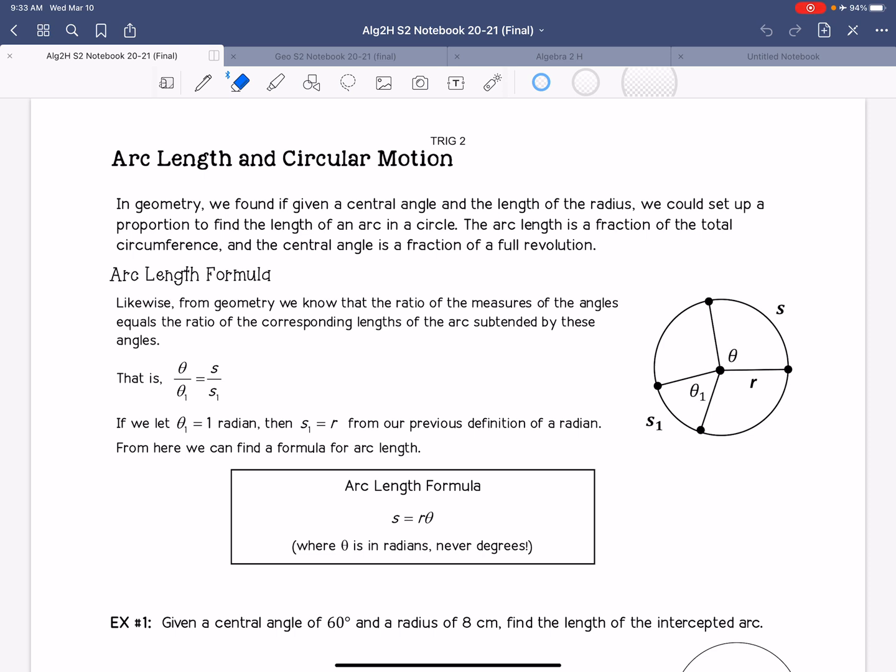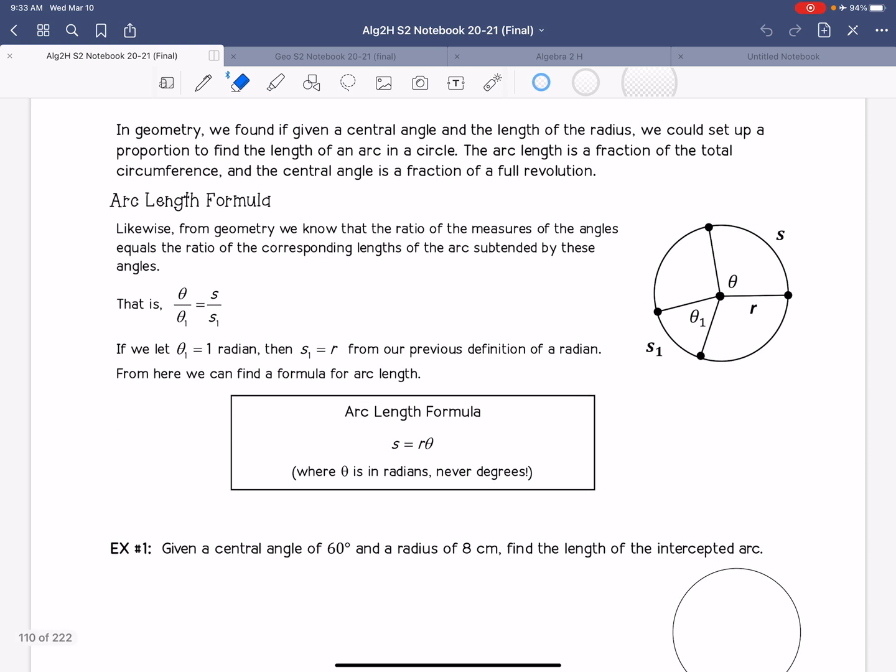So let's just scroll down here. Remember what an arc length is. For example, S right here is an arc length. We want to find the length of that arc given by theta.